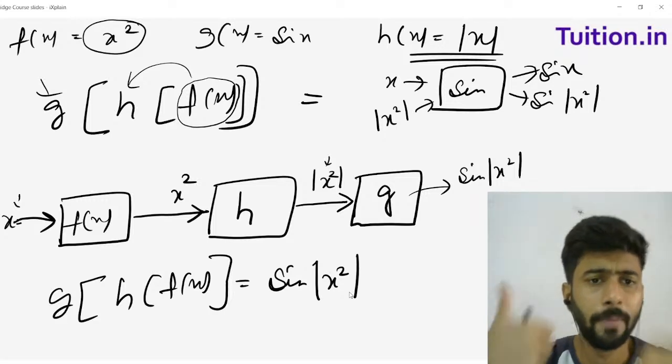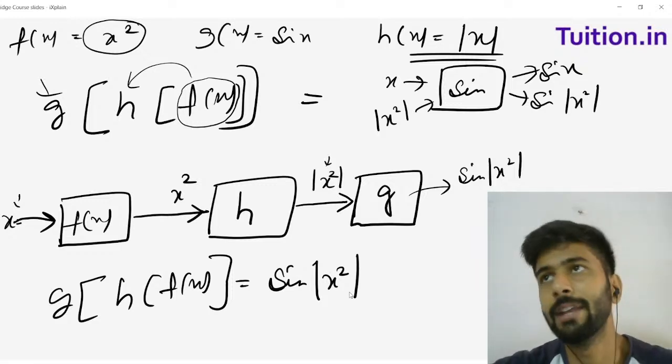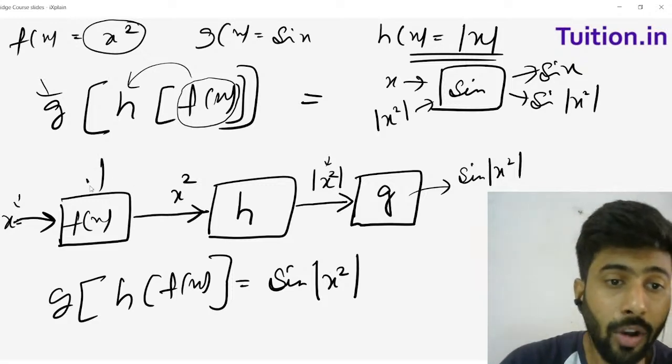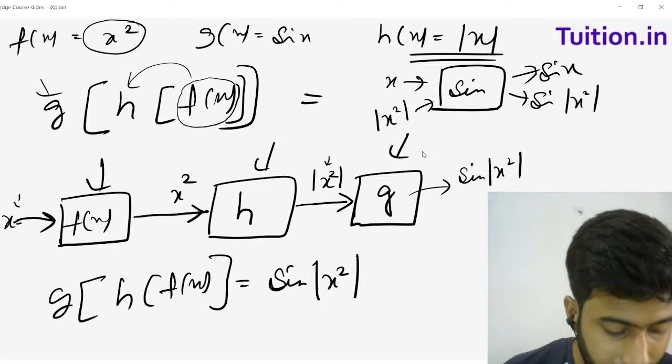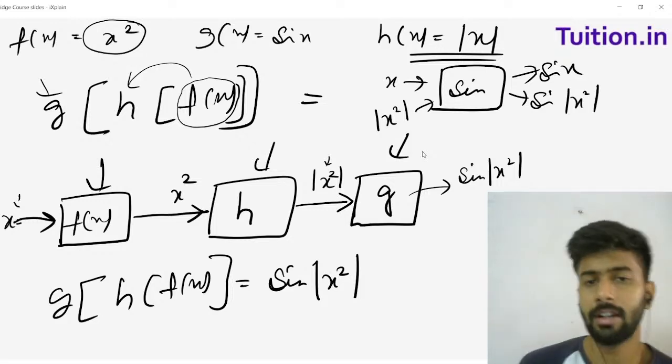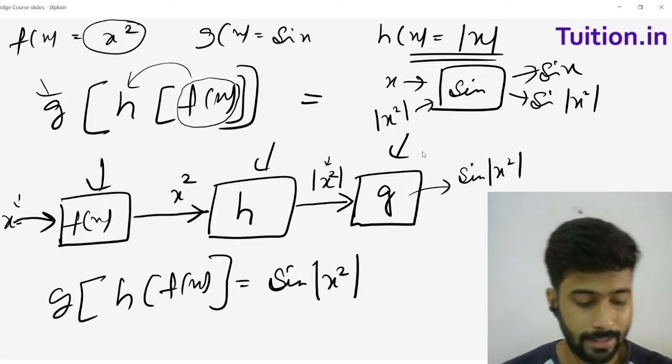So guys, clear? Did you understand the concept of composite functions? Now tell me, how many such blocks can I line up? At least can you answer this? Is there a limit to the number of blocks that I can line up?